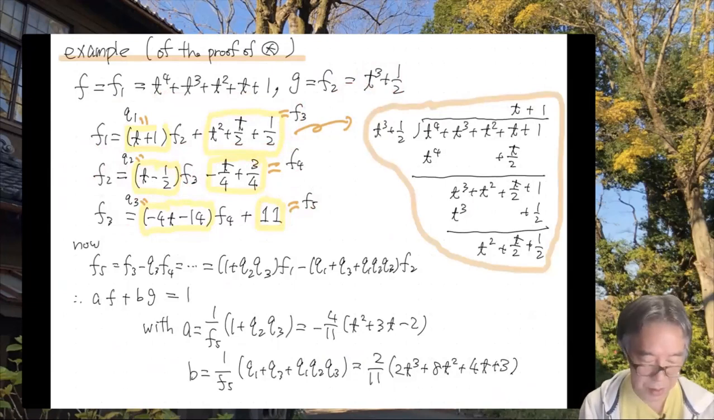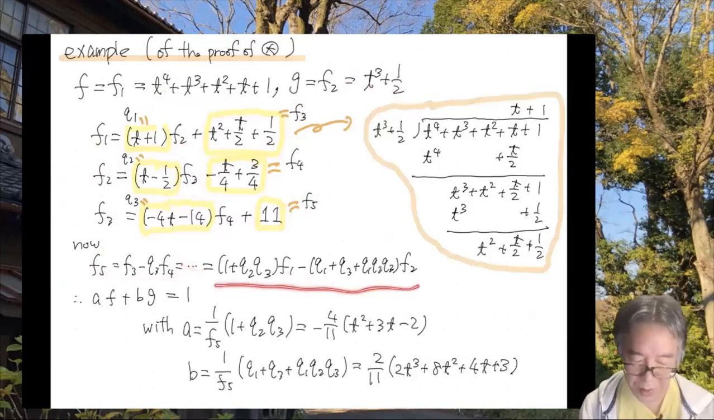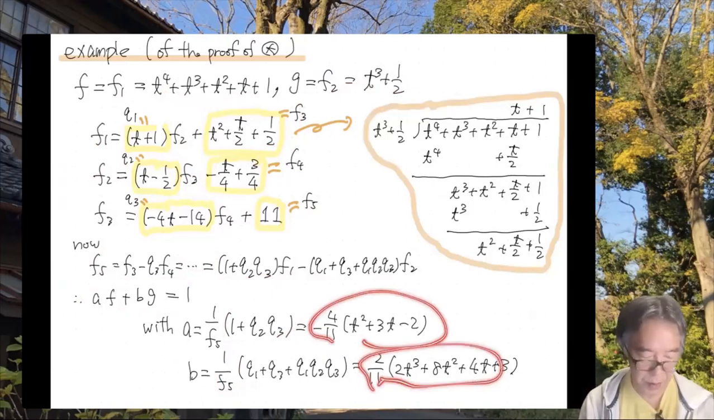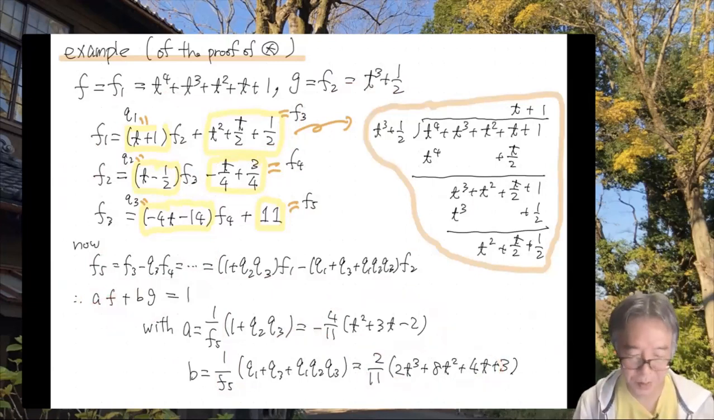And now you want to express F5 in terms of F1 and F2. So you use this recursion relation, I think twice or 3 times, to get this. Okay, so these are written in terms of just Q's and 1. And now this leads to AF plus BG equal 1, where A is 1 over F5 times this, and B is 1 over F5 times this. Okay, so these are A and B, and we get this relation. This is just an example. Okay, so I'm done with theorem 1.